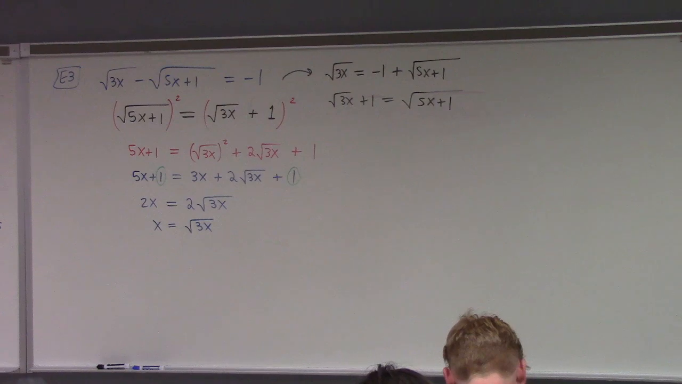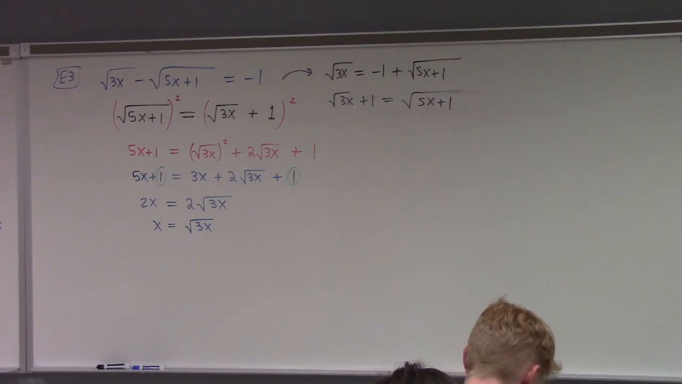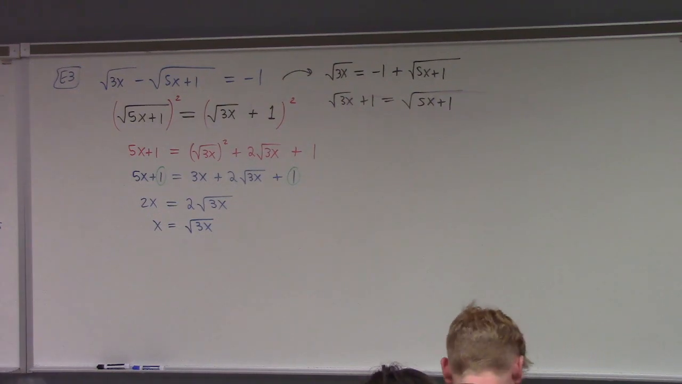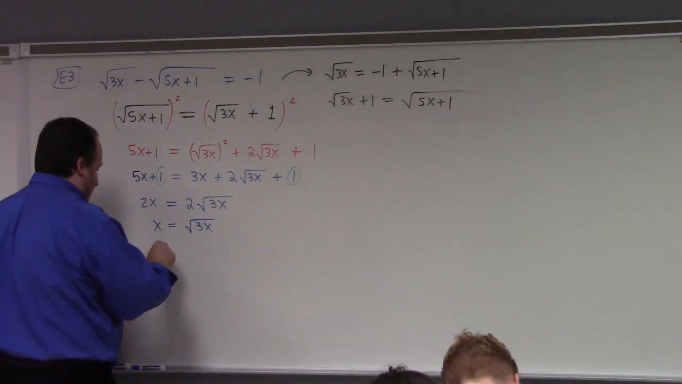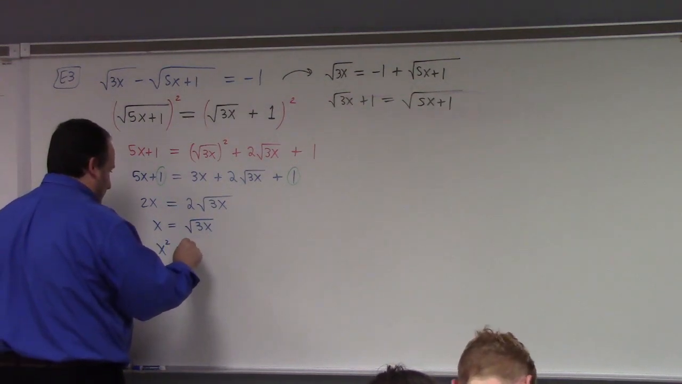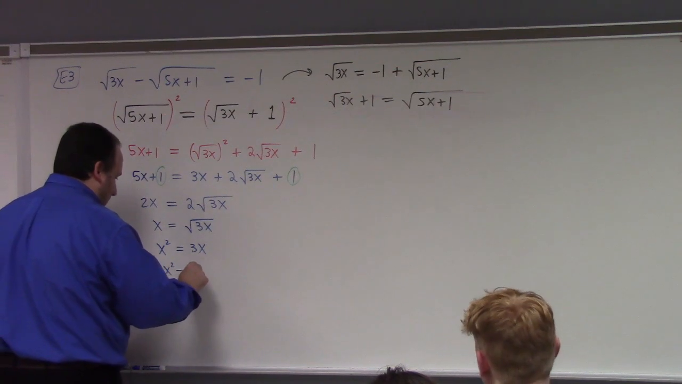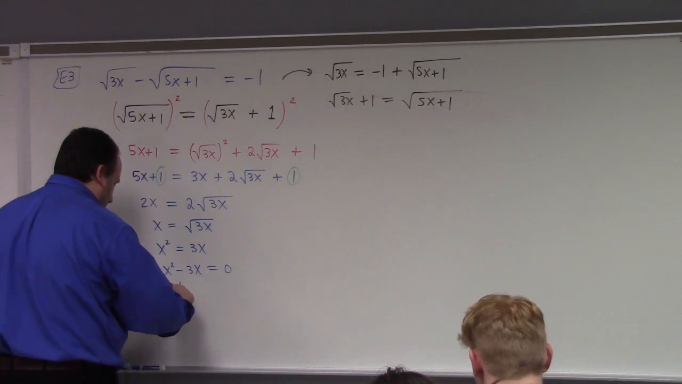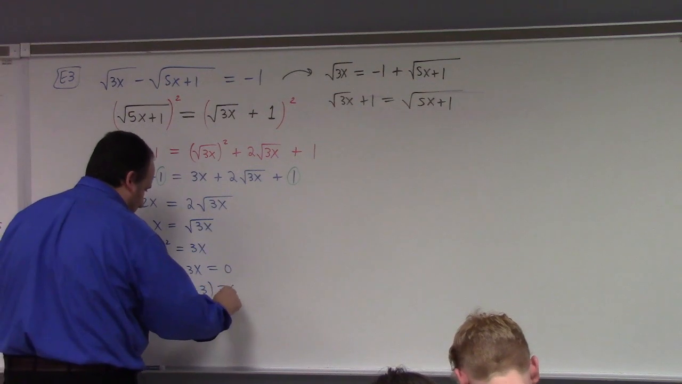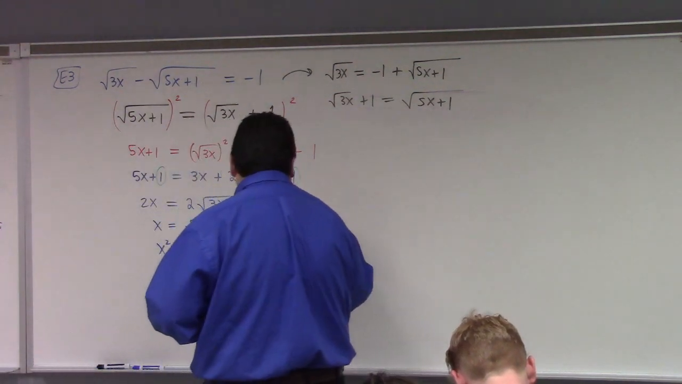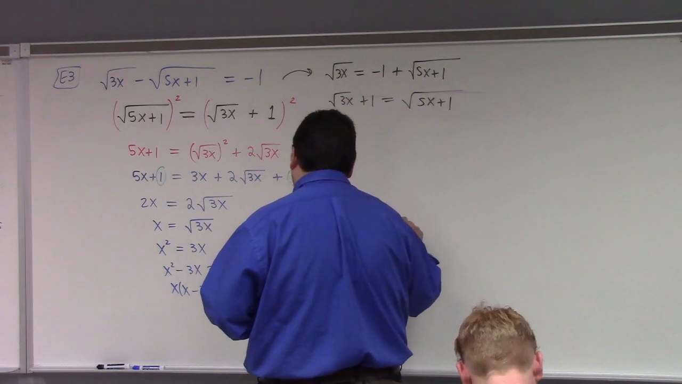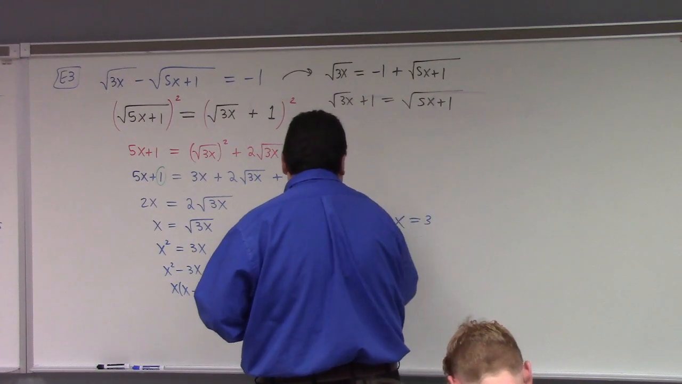Yep, dividing by 2. And then what? Square both sides. I like that. So we get x squared is equal to 3x, which we will factor after we move things to one side and do like so. So I find either x is equal to 0 or x is equal to 3.